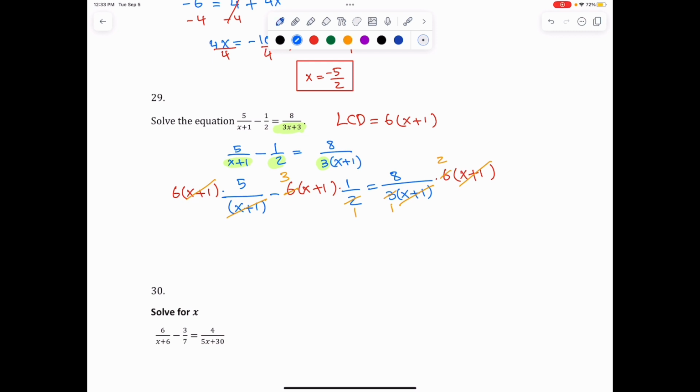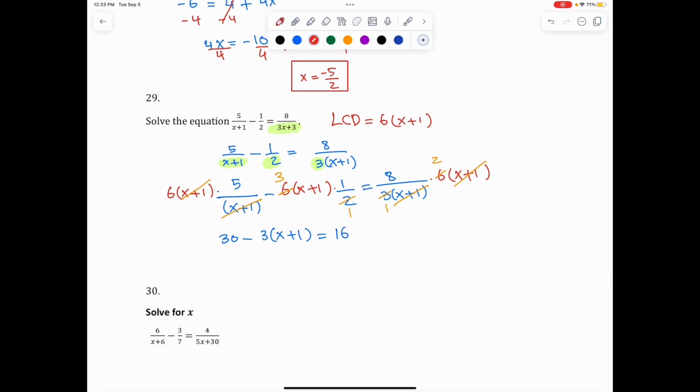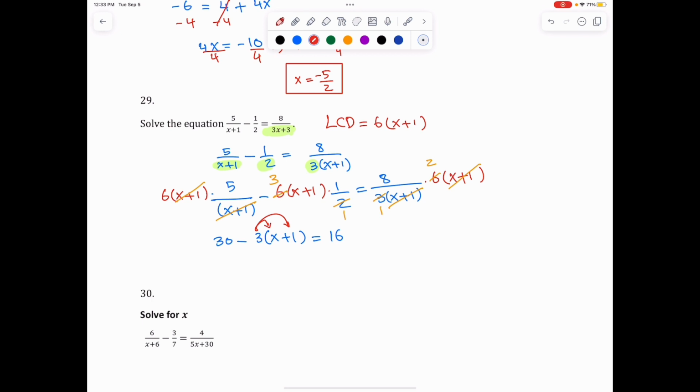So now we multiply. 6 times 5 is 30 minus 3 times x plus 1 equals 16. We need to distribute the 3 inside. So we have 30 minus 3x minus 3 equals 16. Now we're going to add the 3 and subtract 30. So minus 30 plus 3 on that side as well.